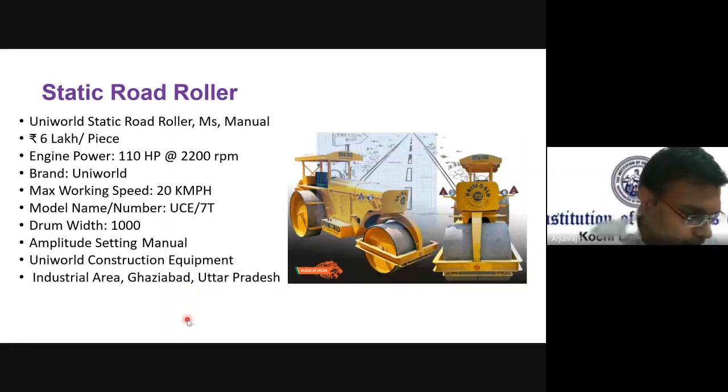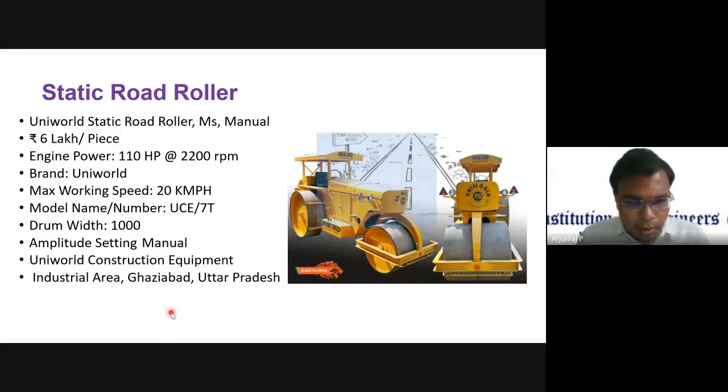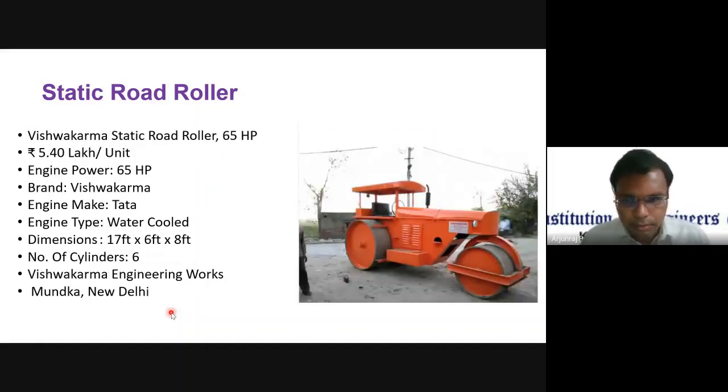The company name is Uniworld Construction Equipment. So when I say width, it's the track width, the distance between this wheel center and this wheel center. Okay. And you have a company called Viswakarma Static Road Rollers, which is located in Mundka in New Delhi. They manufacture this static road roller. And the engine they get from Tata, and the engine type is going to be water cooled.